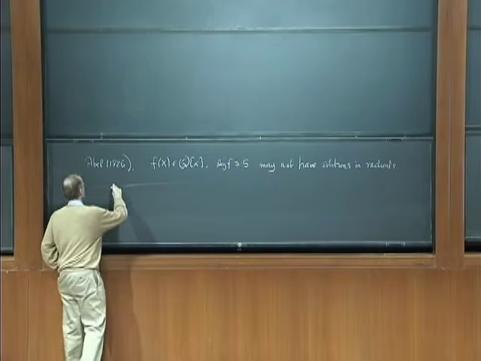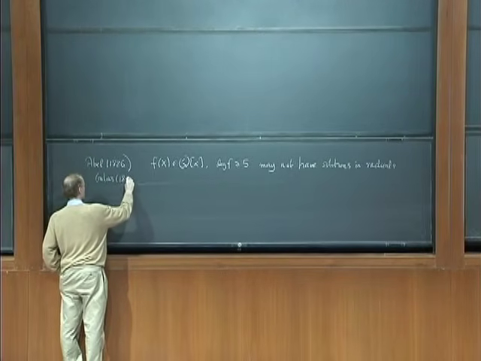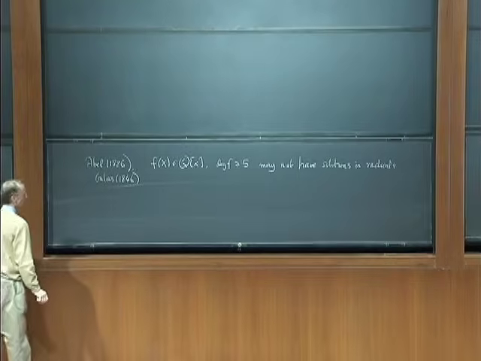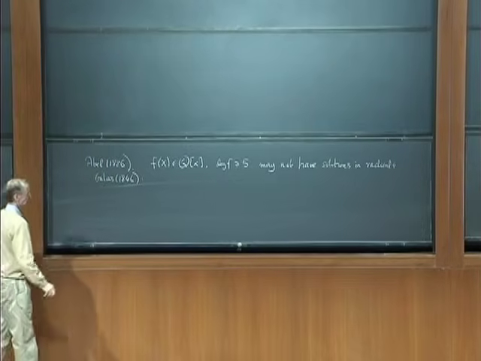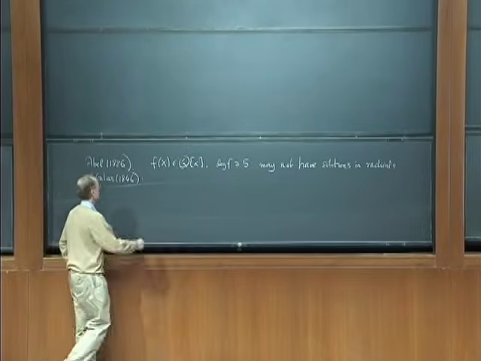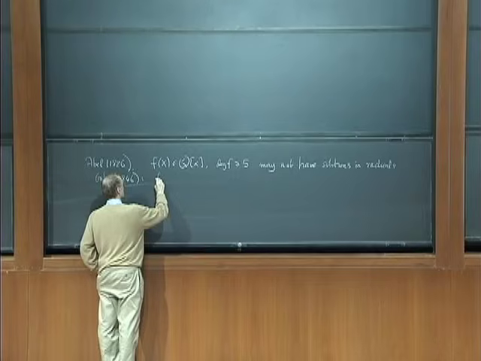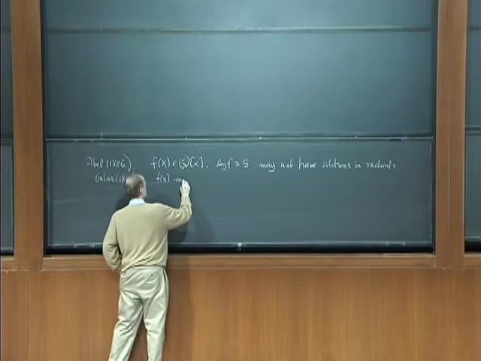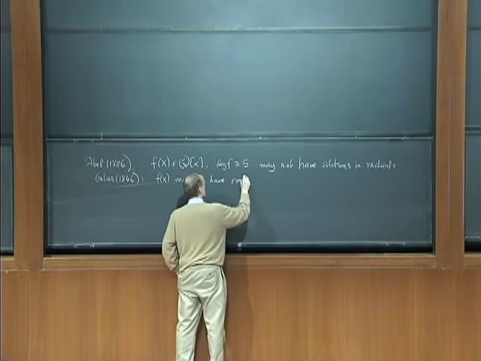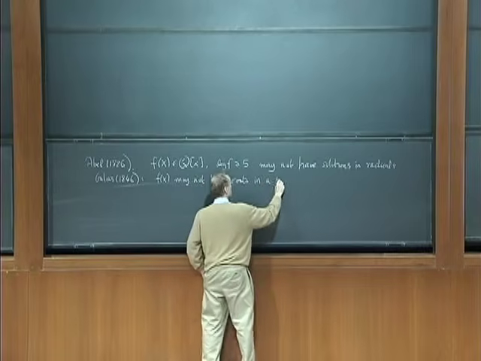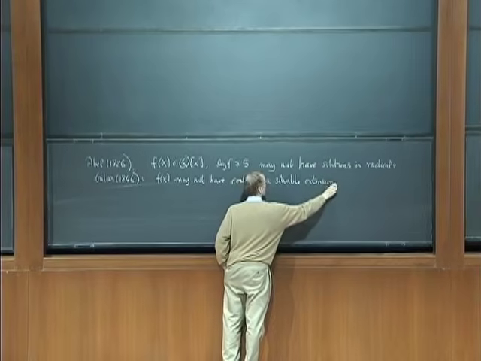And it's well known, Galois, in his memoir in 1846, related the solvability in radicals to the solvability in terms of the Galois group. So we can say f(x) may not have roots in a solvable extension. Another way of formulating it.